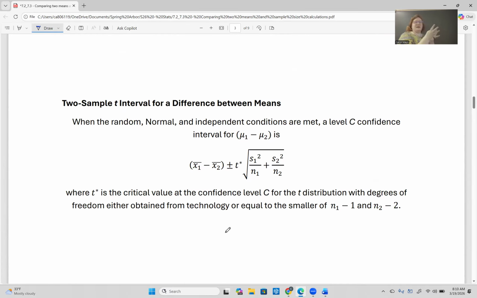So when we have the 2 sample, we have the big square root. So when the random, normal, and independent conditions are met for a level C confidence interval for the difference in the two population means is that big formula. T star is that critical value that we can find from table D. And we have our degrees of freedom.